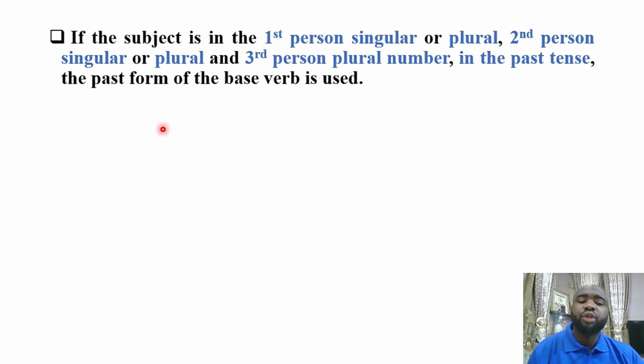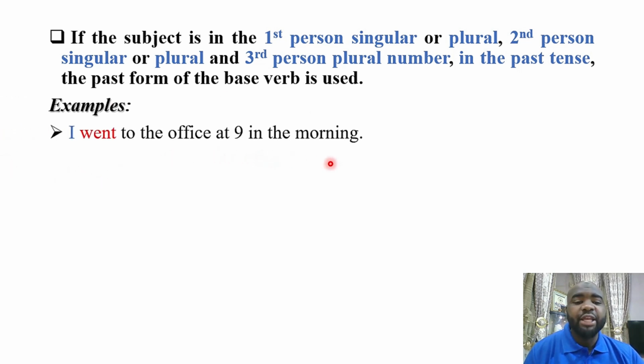Another instance is what? If the subject is in first person singular or plural, second person singular or plural, third person plural number in the past tense. Therefore what? The past form of the base verb is used. Now, I went to the office at 9 in the morning. You see here, unlike the other example we had, I go to the office at 9 in the morning is first person, also present tense. All right, so therefore the base form of the verb is used. So also here, since we're referring to the past tense, therefore the past form of the base verb is used, not the past participle or anything, just the past form.